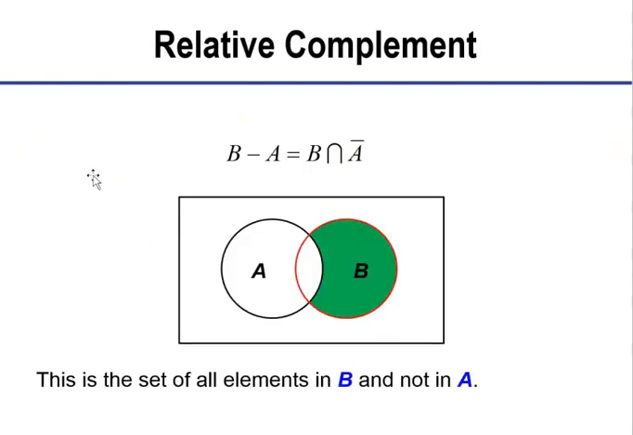What does that look like? There you go. So you just have the set B, and you get rid of everything that's also in A. Okay? Makes sense?